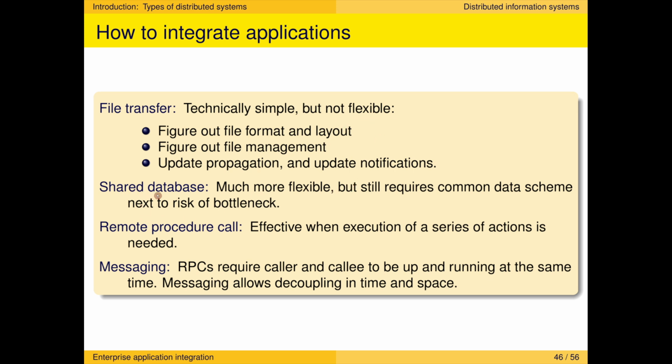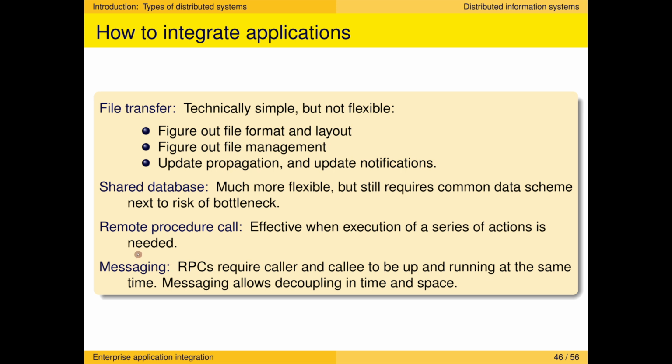Another approach is sharing databases. Database management systems will handle most of the work here. It's much more flexible because the DBMS is handling the details, but it still requires a common data schema for both applications. And that might become a bottleneck. The other alternative is remote procedure call, RPC, as we have discussed. It's effective when you're executing actions, especially in a series. One action, then this one, then this one. So it's just like running a program.